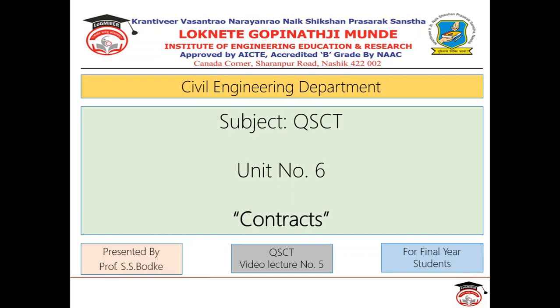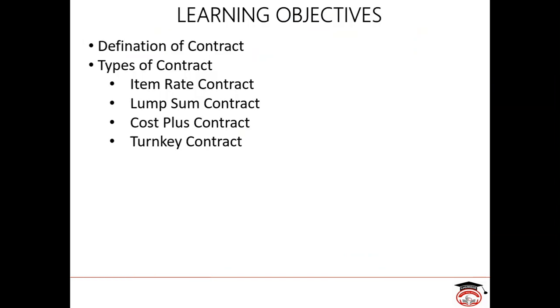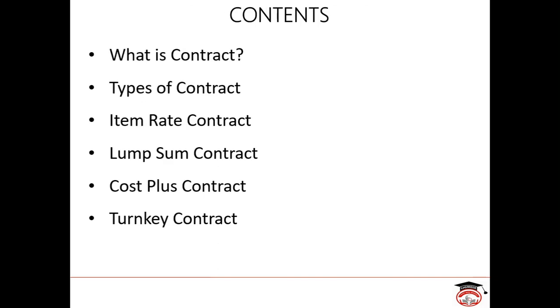So let's get started. First, we will discuss what are the learning objectives from this short lecture or short video. First, we will discuss the definition of contract. We are discussing mostly four major types of contract, that is item rate contract, lump sum contract, cost plus contract, and turnkey contract. Then, contents of our presentation are what is contract, types of contract, item rate contract, lump sum contract, cost plus, and turnkey contract.